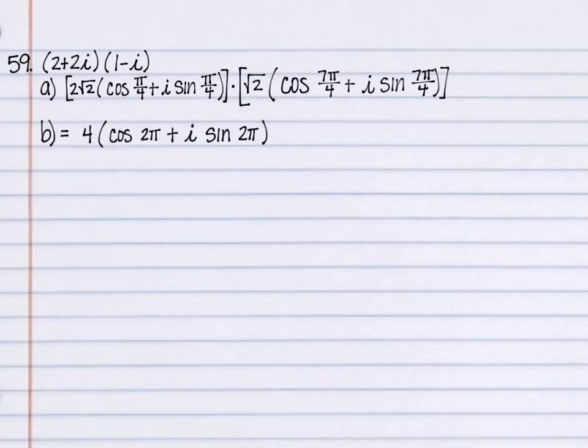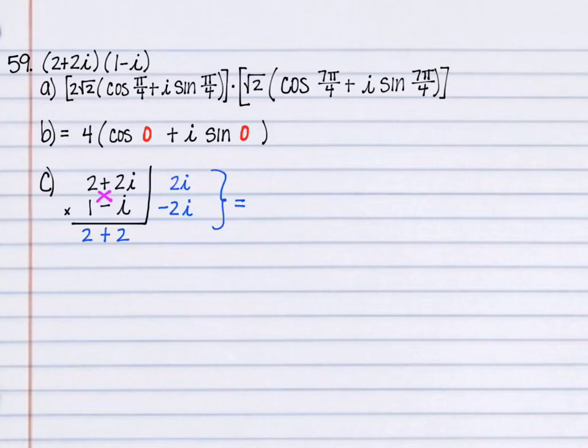And then we use that same rule of the product rule. We're going to multiply 2 root 2 times root 2, and that's going to give us 4. We're going to add pi over 4 and 7 pi over 4, and that's going to get us 2 pi. But remember that 2 pi is the same thing as 0 radians. And it's better to keep things less than 2 pi, something between 0 and 2 pi.